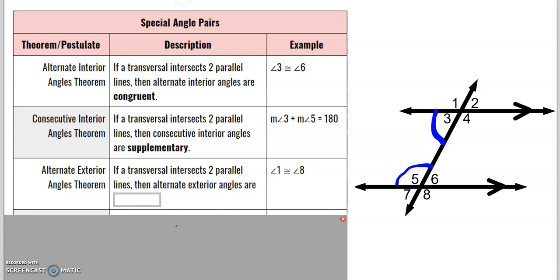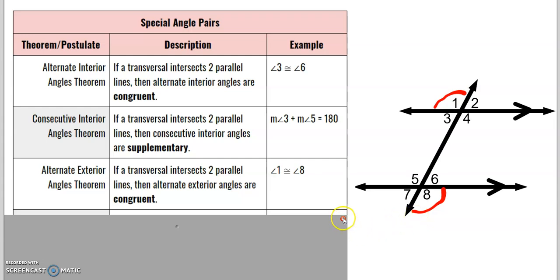And our next example says we're going to be looking at alternate exterior angles. So 1 and 8, right? These guys are so far apart from each other. Just looking at 1 and 8, I notice they're both obtuse. We can say alternate exterior angles are congruent when two parallel lines are cut by a transversal. Angle 1 looks the same angle measure as angle 8. They are congruent.